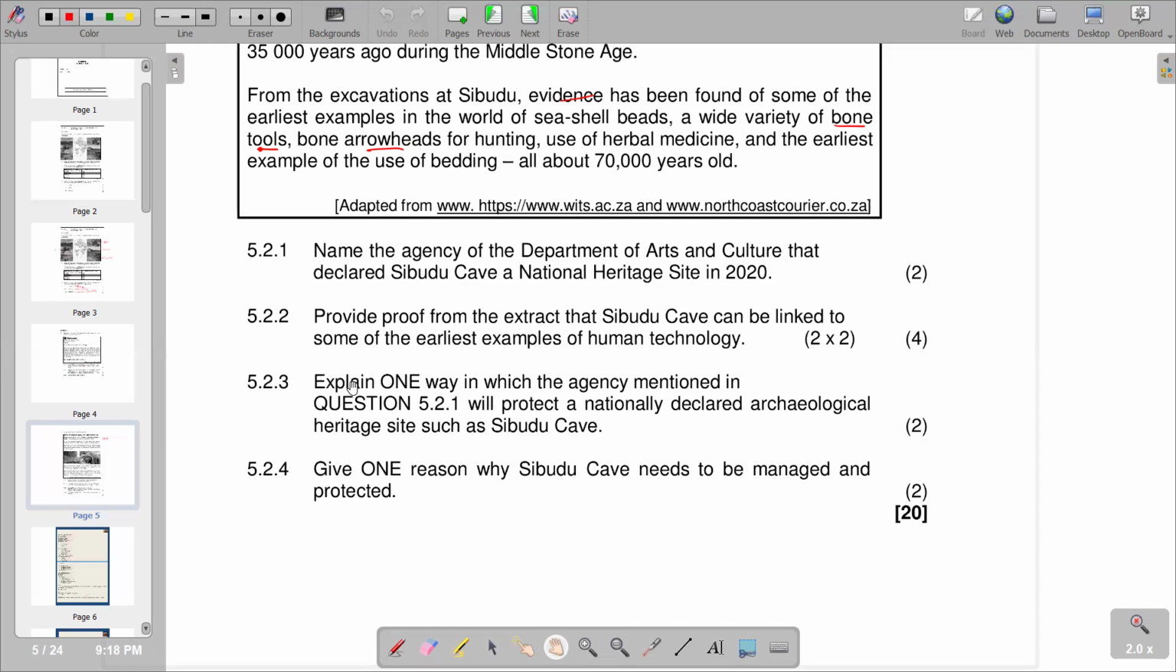We can go to 5.2.3, explain one way in which the agency mentioned in question 5.2.1 will protect a nationally declared archaeological heritage site such as Sibudu Cave. So how can it be protected? Maybe from being taken over by other people. So obviously it can be protected by issue of documentation so that no one can come and claim it. So it can be documentation in the form of a permit. So that's what we have on 5.2.3.